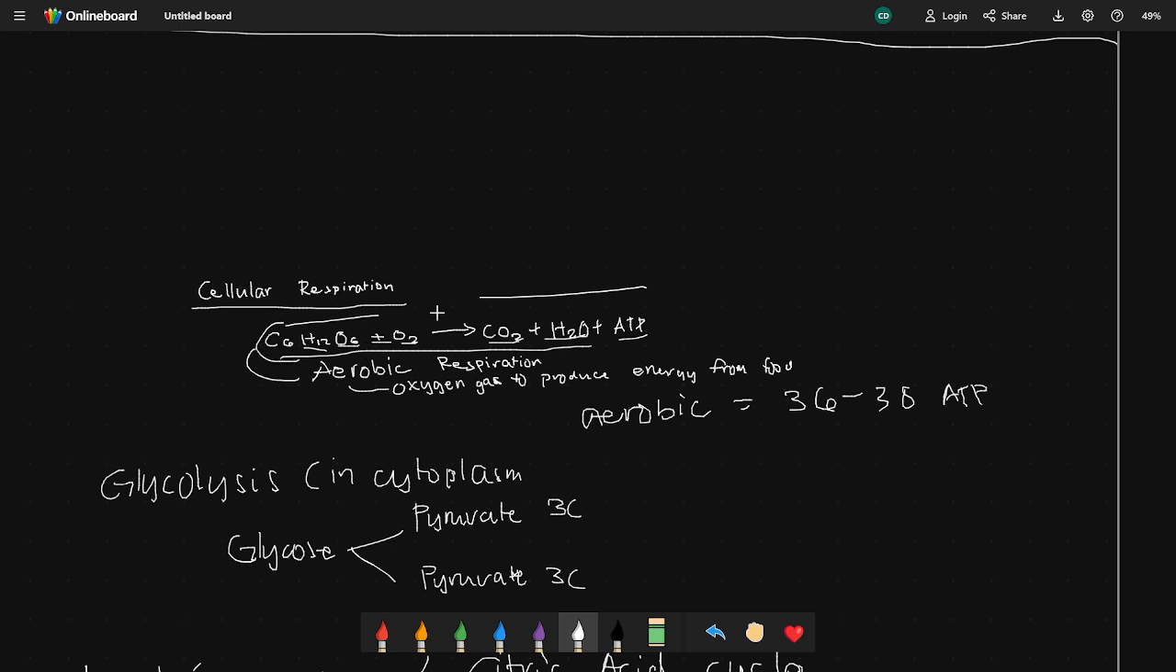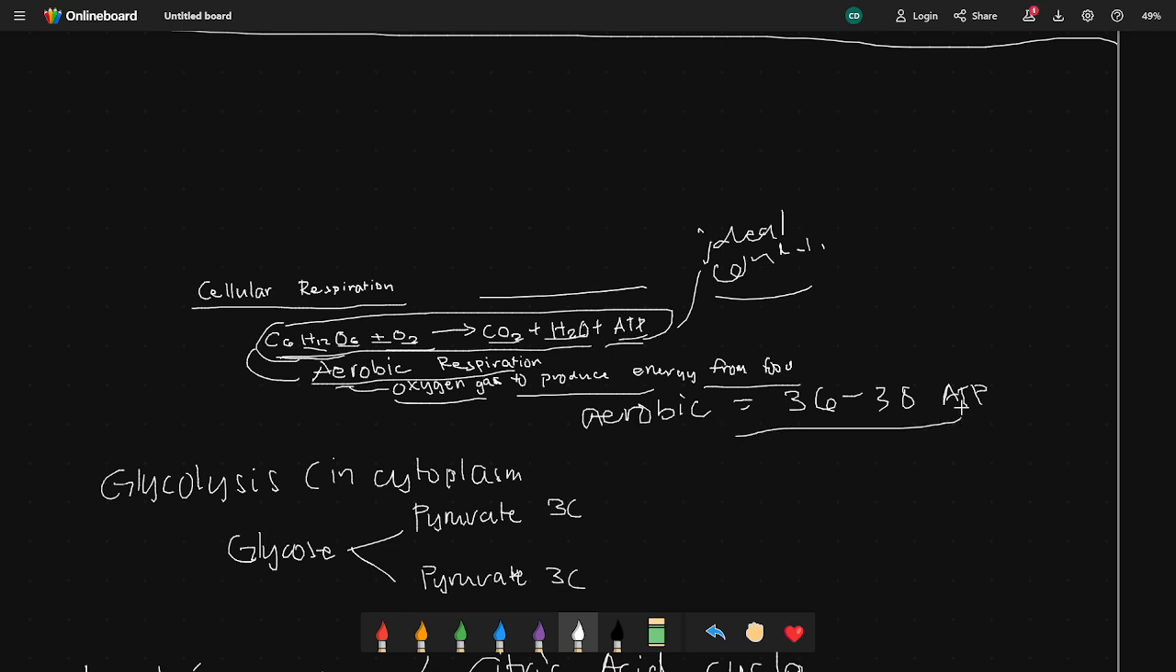This equation is about aerobic respiration, the process where oxygen gas is used to produce energy from food. Basically, glucose and oxygen are converted into carbon dioxide, water, and the important energy molecule ATP, under certain ideal conditions. Aerobic respiration produces around 36 to 38 ATP per glucose molecule.